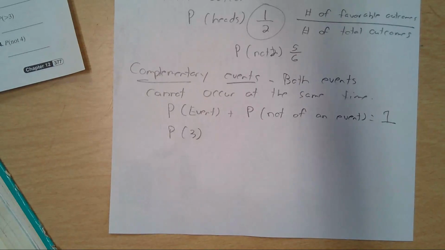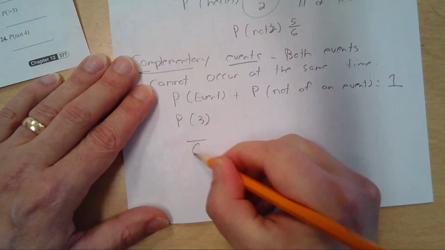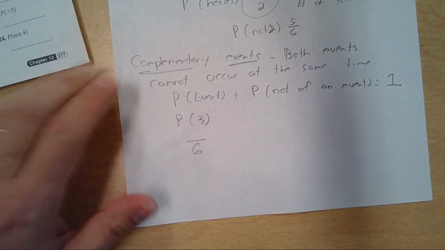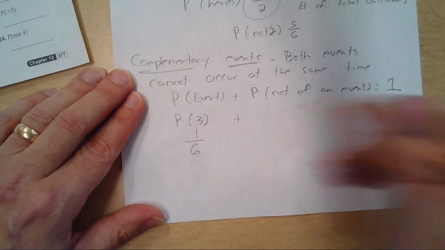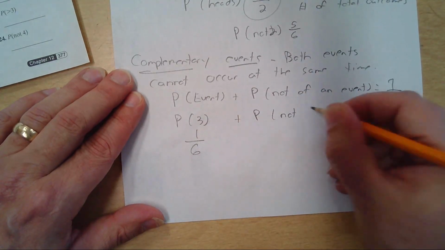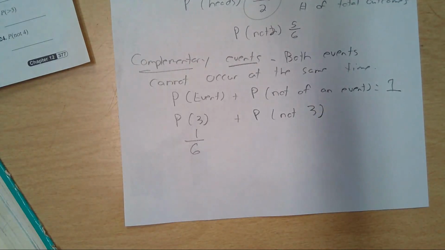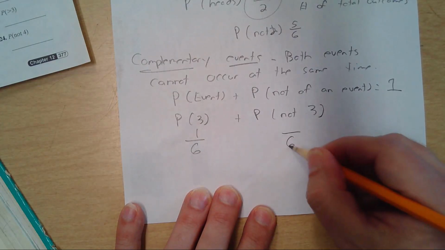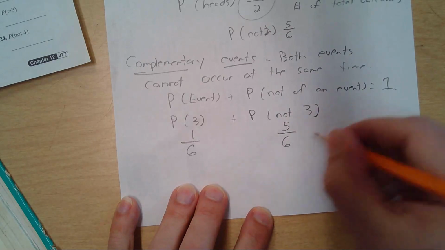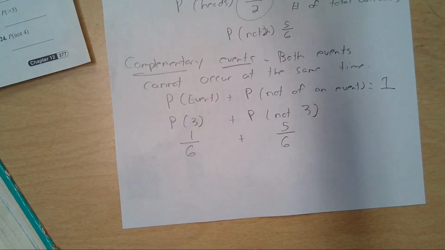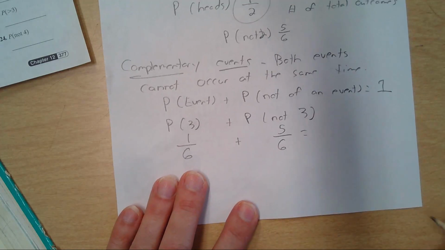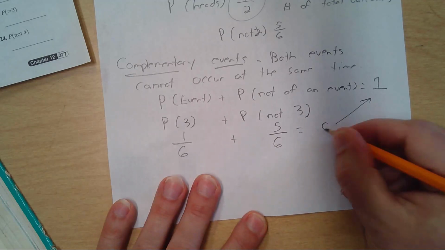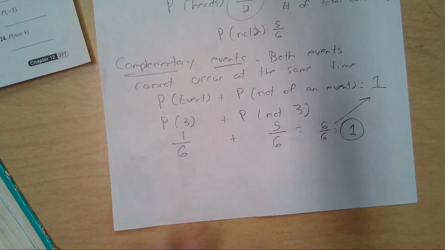So the probability, how many things could happen when I roll the dice? How many outcomes are there? 6. And how many of them are favorable? 1, getting a 3. Plus the probability of not 3. So how many outcomes are there? 6. And how many of them are not 3s? 5. And if I add those two events together, 1/6 plus 5/6, what do I get for an answer? I get 6/6, but if I simplify that, I get 1.